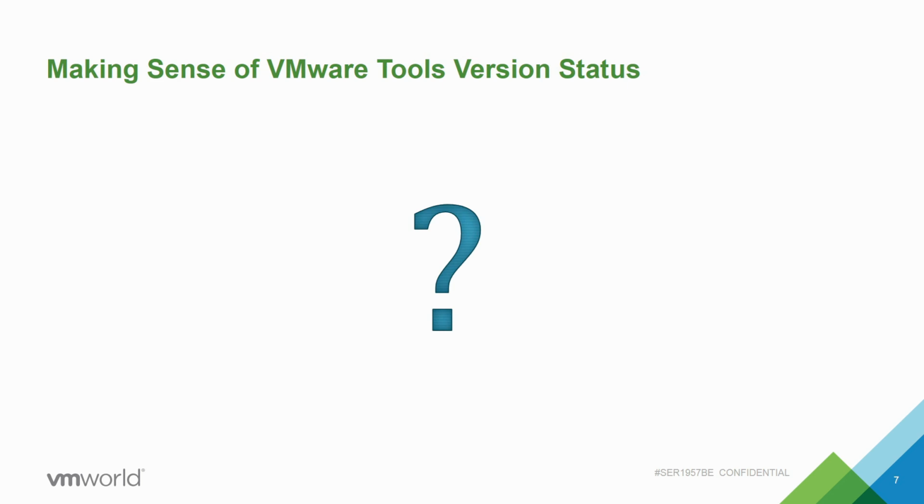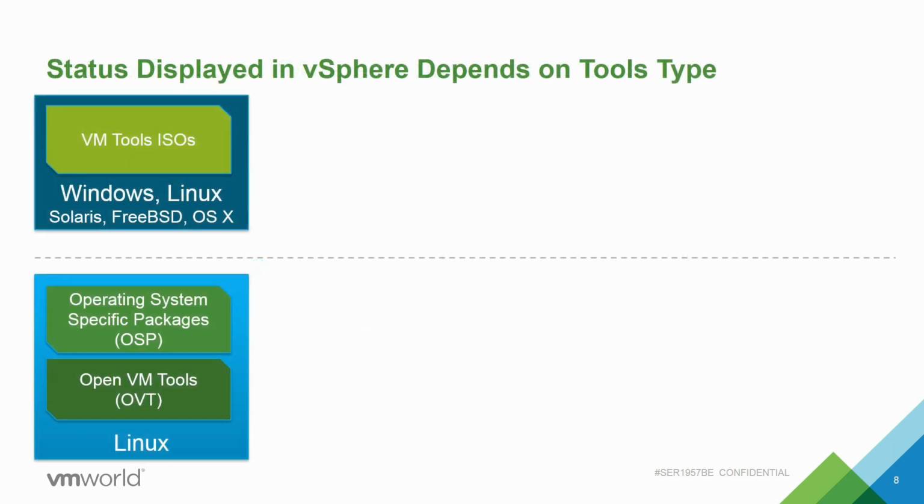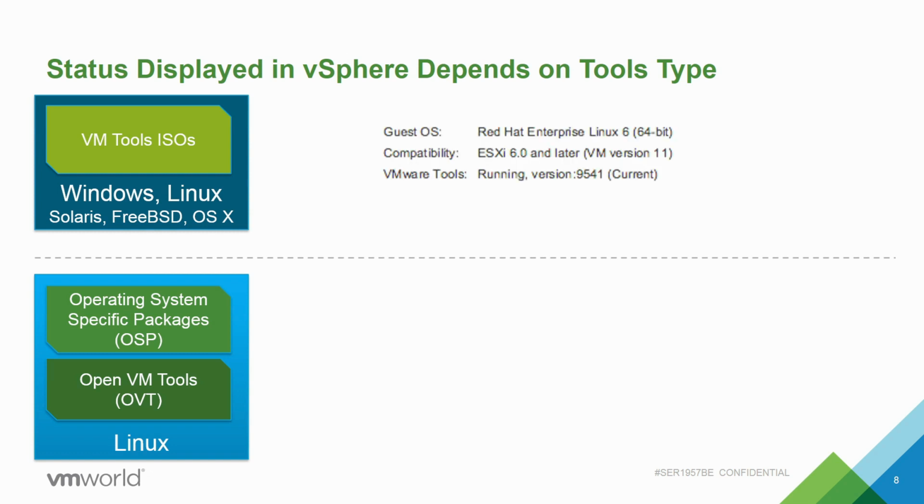Now let's shift gears and talk about the VMware Tools status in vSphere. And I'm sure everybody's looked at vSphere, and if you look at the VMware Tools status, you see all these confusing numbers. There's this 10-digit number that can't possibly be a version number. There's all these different statuses about being current or an upgrade's available. So what exactly does all this mean? Well, let's go back to our original layout here and talk about the ISO tools first.